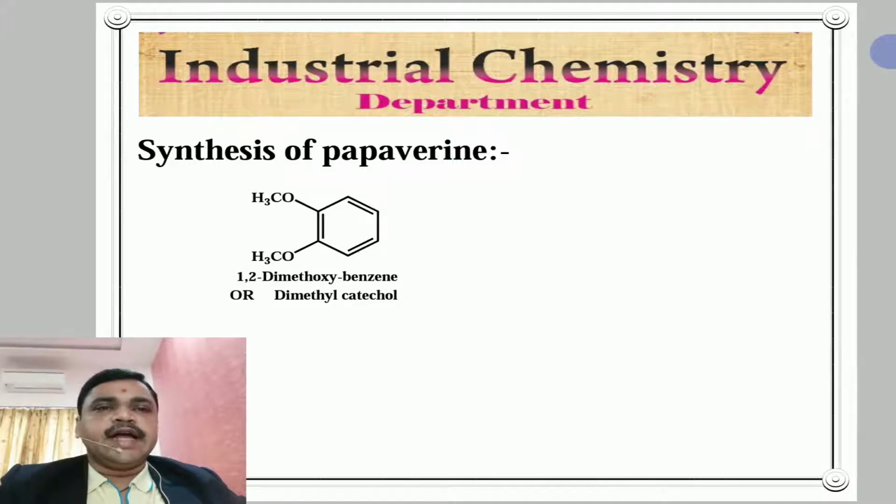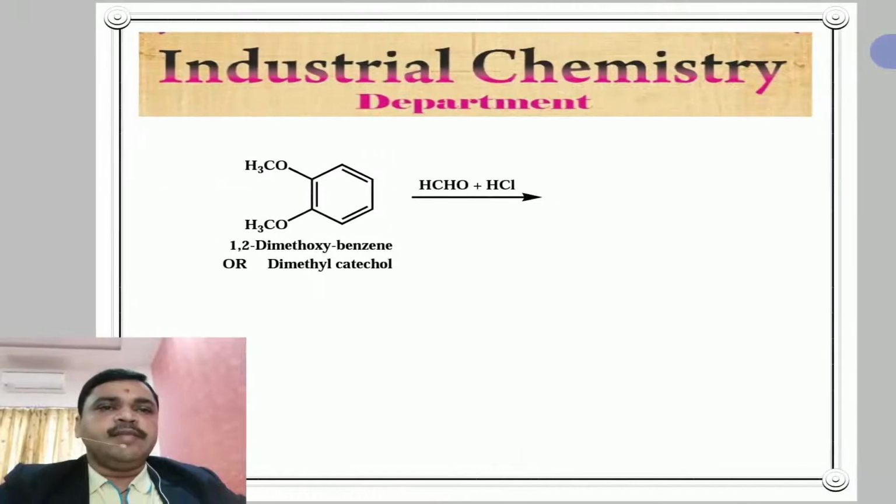For homoveratrylamine, we start with dimethyl catechol. The structure stated here is dimethyl catechol. It is also known as 1,2-dimethoxybenzene. So we start the synthesis of homoveratrylamine from dimethyl catechol. This dimethyl catechol is treated with methanol in presence of hydrochloric acid.